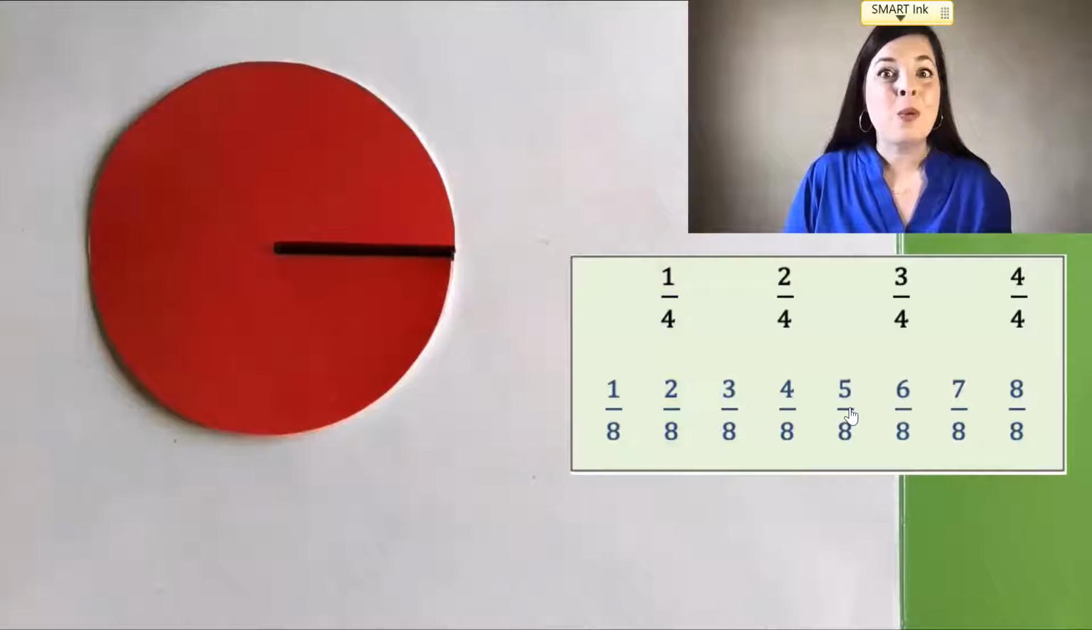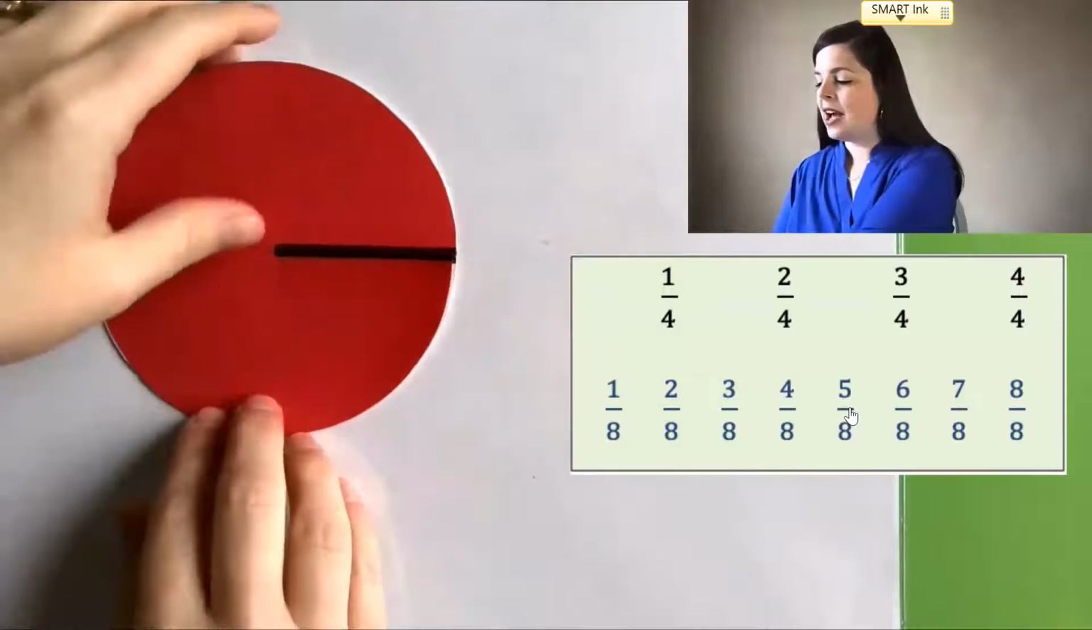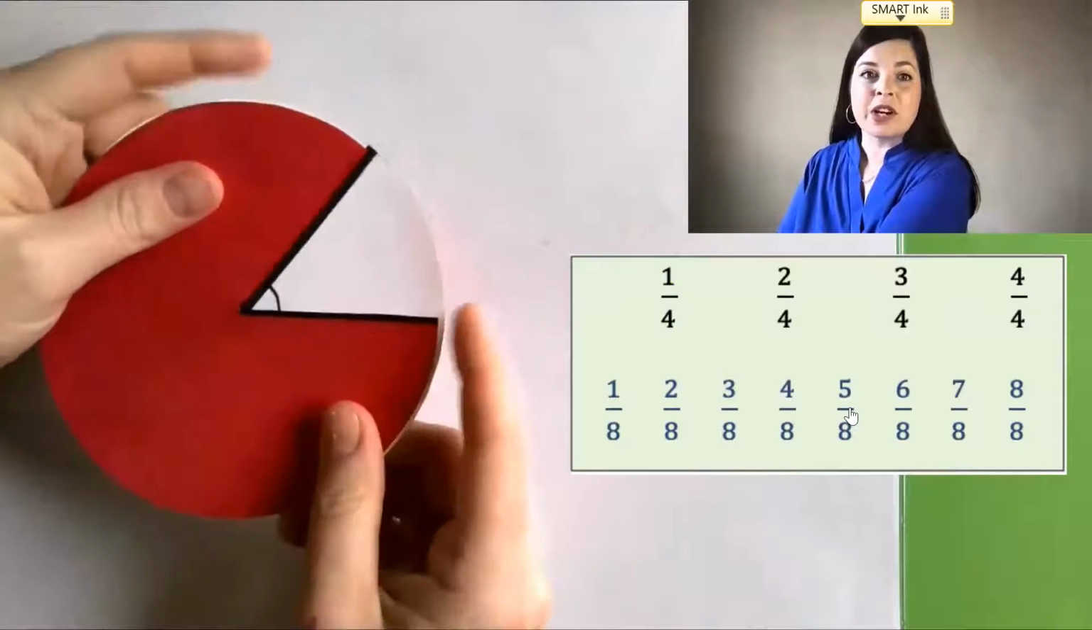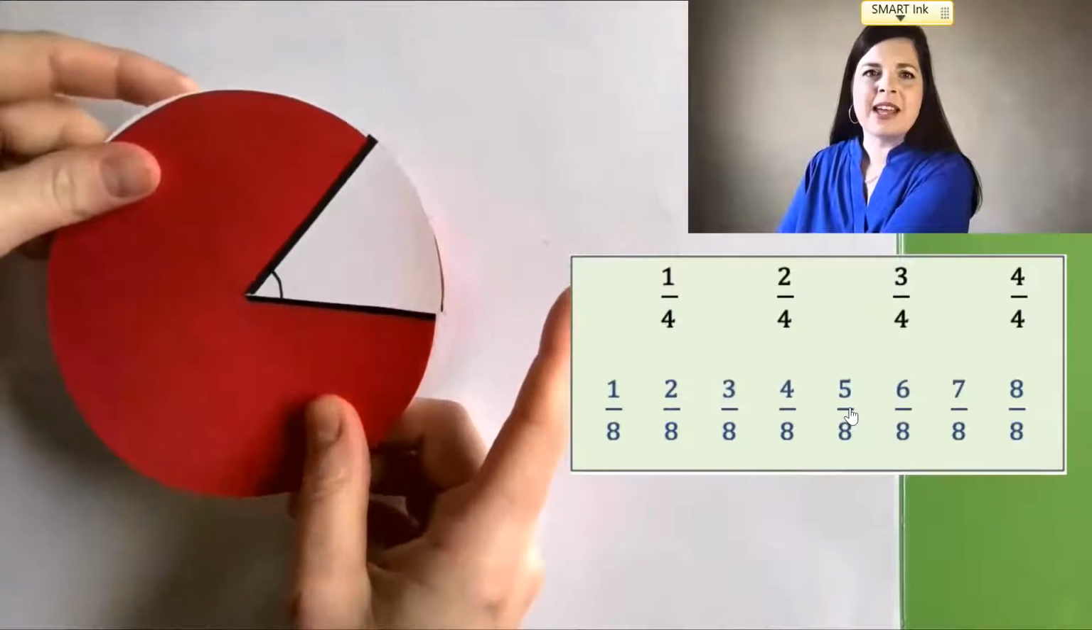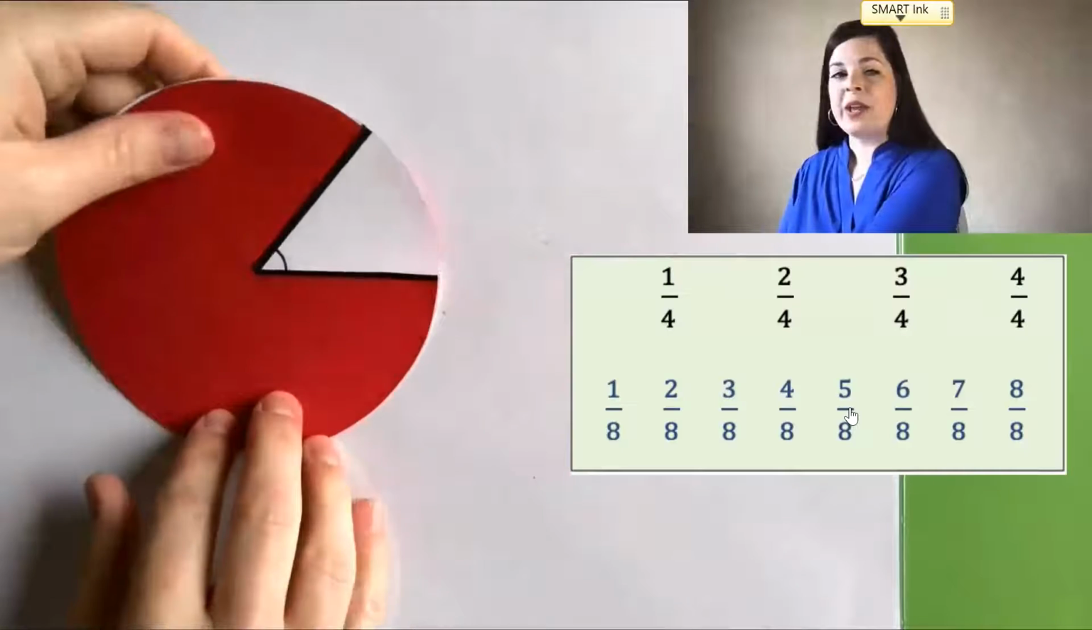Show me what you think a 1/8 turn would look like on your circles. I was thinking a 1/8 turn would be about halfway to a 1/4 turn, so maybe something like that. Now let's go back to showing no angle.